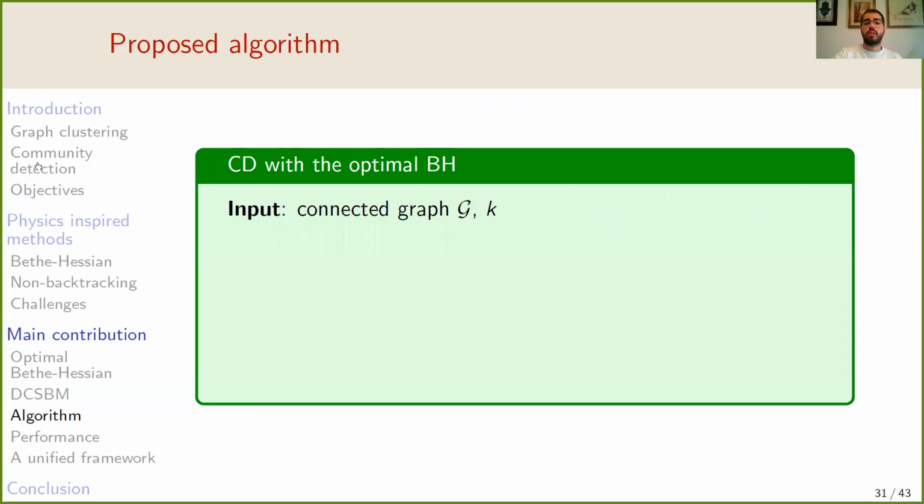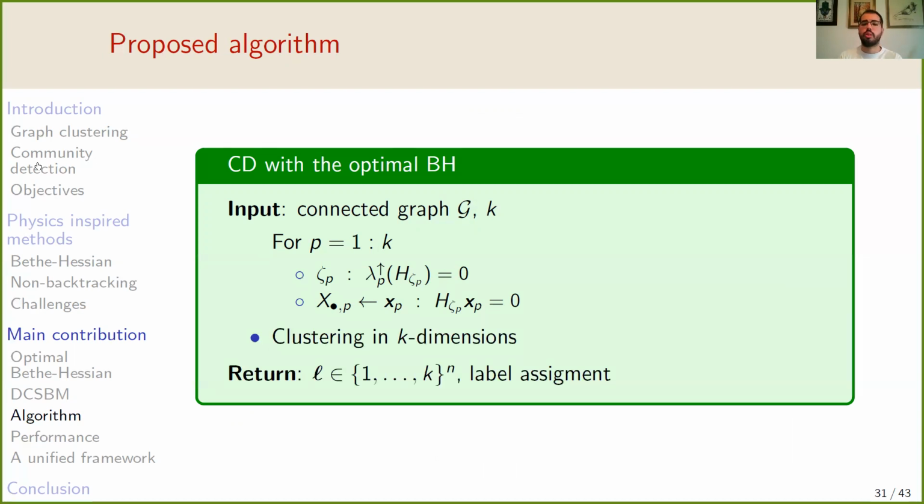Given these results, we have an algorithm. We take as an input the graph and the number of clusters k. For p that goes from 1 to k, we compute zeta p, and then we store the eigenvector xp in the column of the matrix X. Given this, we perform the clustering in k dimensions, and we return the label assignment.